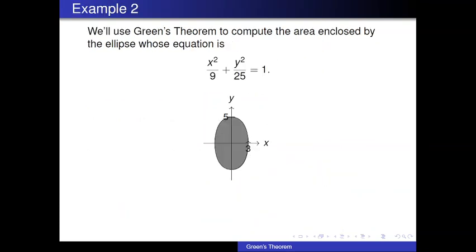So let's do it. We'll use Green's theorem now to compute the area enclosed by an ellipse, whose equation is given to us in rectangular coordinates by x squared divided by 9 plus y squared divided by 25 equals 1. So this is an ellipse that extends out 3 in the x direction and 5 in the y direction. We could find a way to compute this using a double integral. I don't think it would be too hard. We could probably even use a Calculus 2 single variable integral.